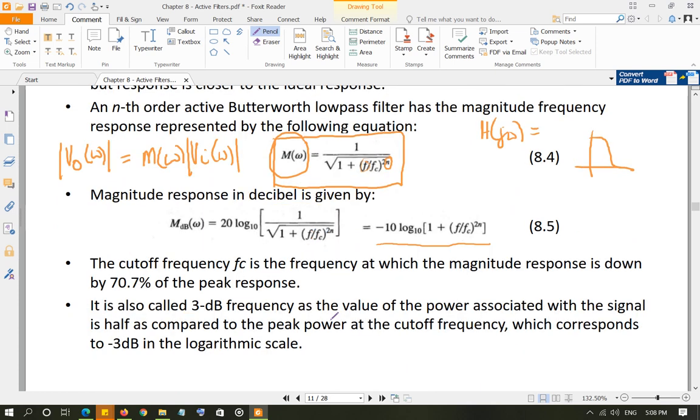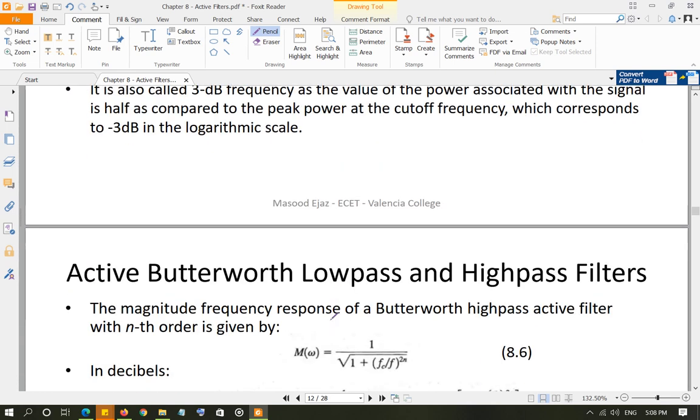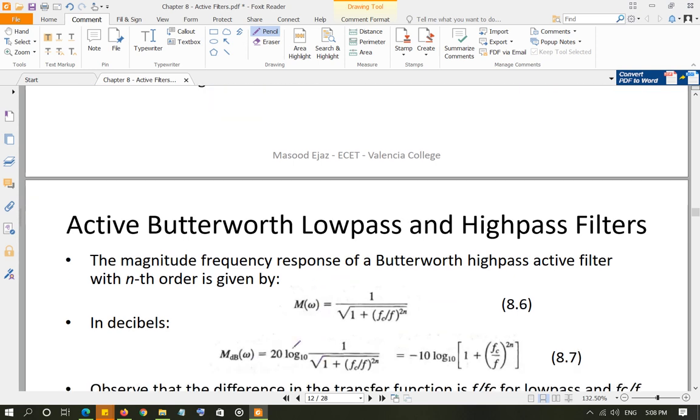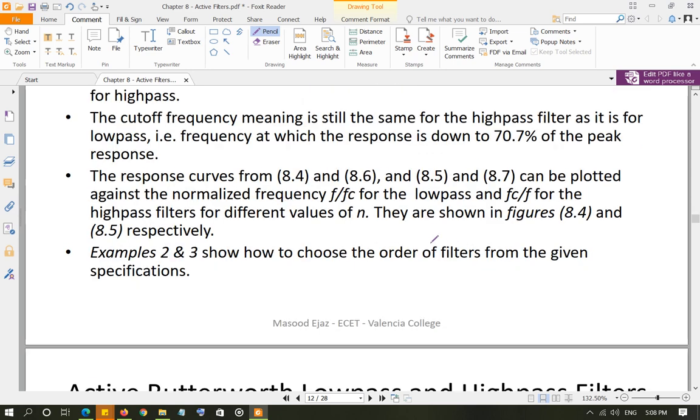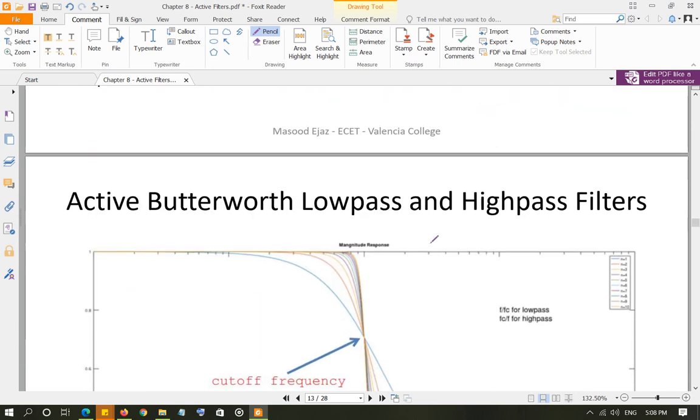Alright, so this is the low pass filter, and we are discussing the high pass as well. For the high pass filter, it is the same transfer function, except what do you see here? This thing is inverse. For the low pass it is f over fc, and for the high pass it is fc over f. That's the only difference between the low pass and high pass. So this is the magnitude of the transfer function of the high pass Butterworth active filter. Again, n is the order of the filter.